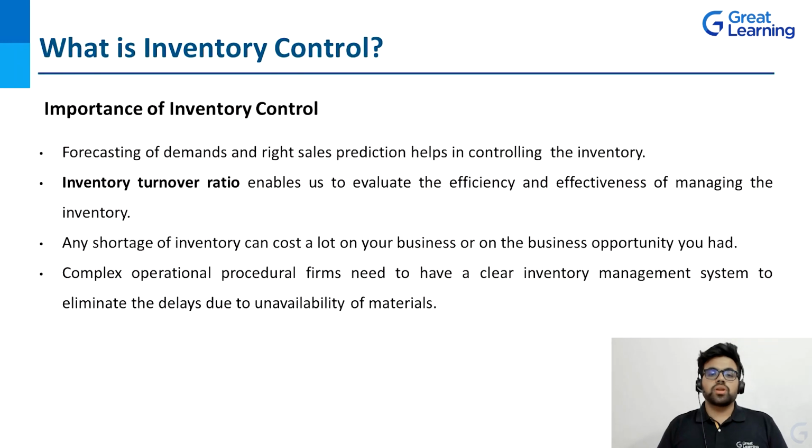Now, complex operational procedure firms need to have clear systems to eliminate the delays due to unavailability of materials. Let me give you an example of COVID. During the COVID times, you had a major supply chain shortage. You had a major roadblock in between because most of the services were hampered. People were at home, so there was not a lot of movement. Even the demand went down because people were too scared to get out of their homes, right?